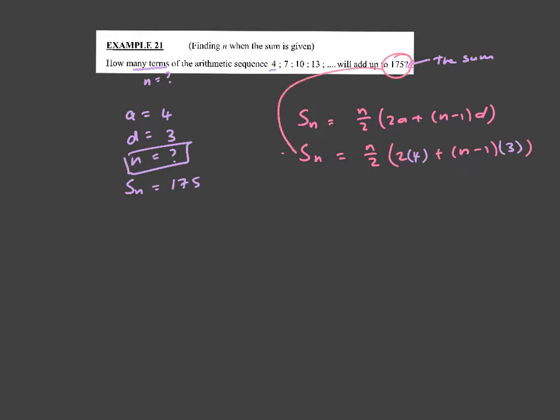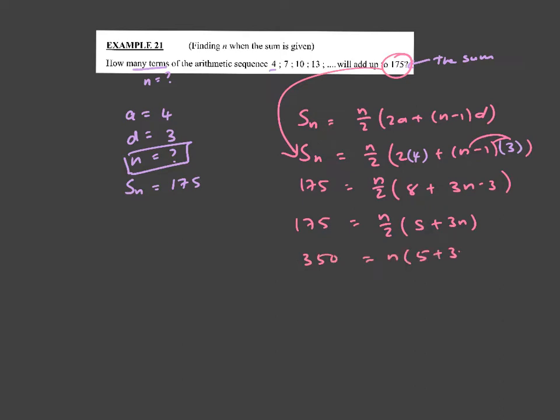The sum is equal to 175, so 175 is equal to n over 2, then we've got 8, expand that, you've got 3n and minus 3. So in other words, 175 is equal to n over 2, and then 8 minus 3 is 5, so it's (5 plus 3n). Now I don't like fractions much, so I would just multiply by 2 on both sides, and 2 times 175 is 350, which is equal to n times (5 plus 3n). You're right with that.